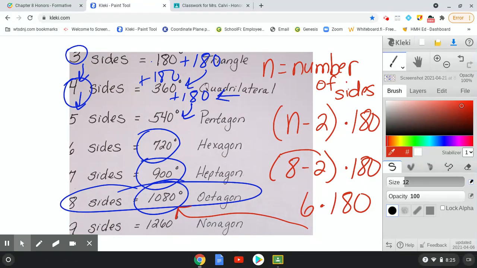So this is the handy dandy formula that you would want to know to find the total interior sum of the angles of polygons.